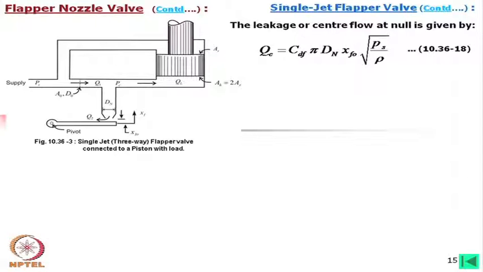The leakage or center flow at null is given by these equations. Now here it is important, although this is a critical center valve, still there will be some leakage flow. We have earlier discussed the central flow. The central flow is important for a valve, because it affects the flow gain, okay. But this leakage can be expressed in this form.